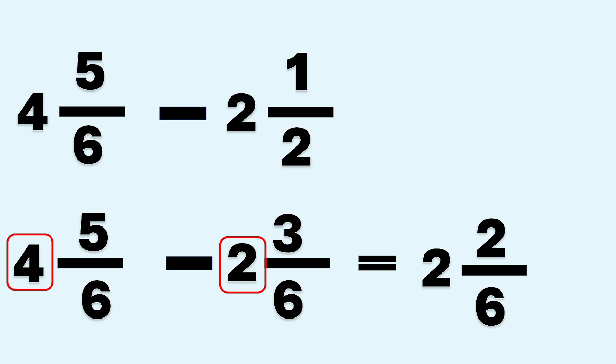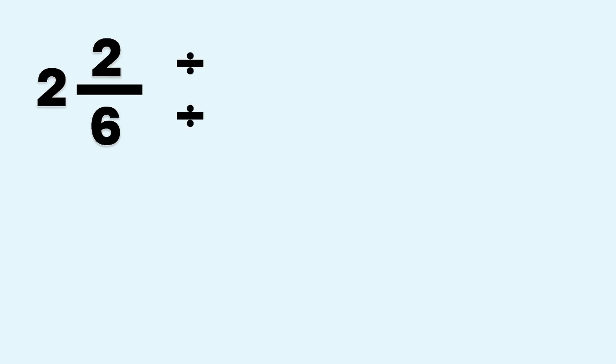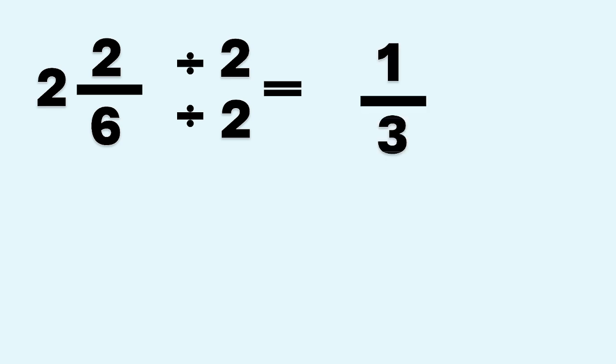2/6 can be reduced to lowest terms because 2 and 6 have a common factor. So let us divide 2 and 6 by their greatest common factor, 2. 2 divided by 2 equals 1, and 6 divided by 2 equals 3. Copy the whole number 2. So the final answer is 2 and 1/3.